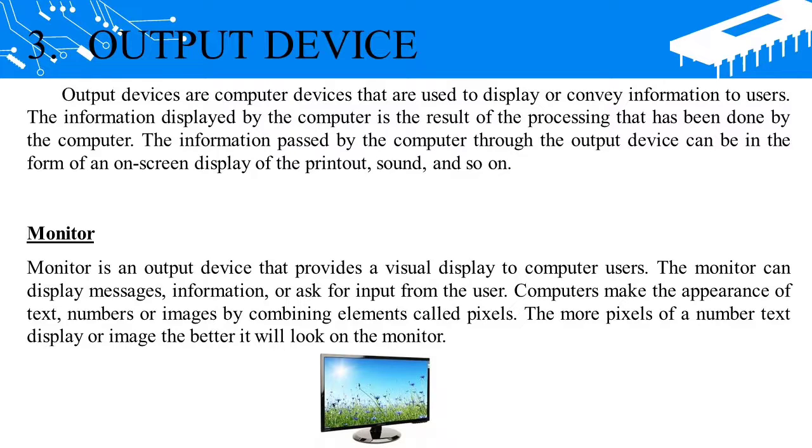Monitor. A monitor is an output device that provides a visual display to computer users. The monitor can display messages, information, or ask for input from the user. Computers make the appearance of text, numbers or images by combining elements called pixels. The more pixels of a number, text, display or image, the better it will look on the monitor.